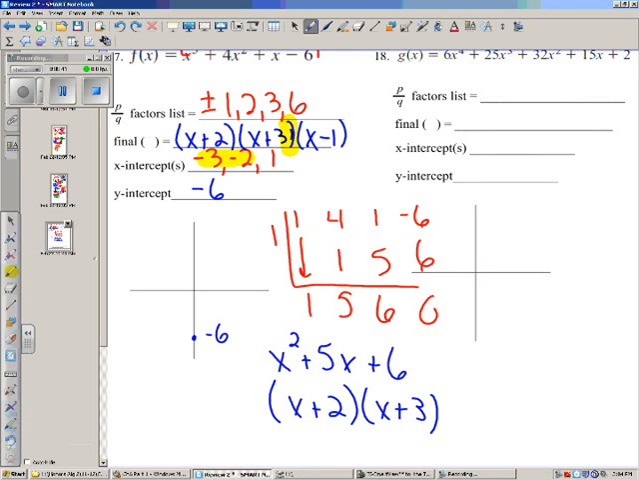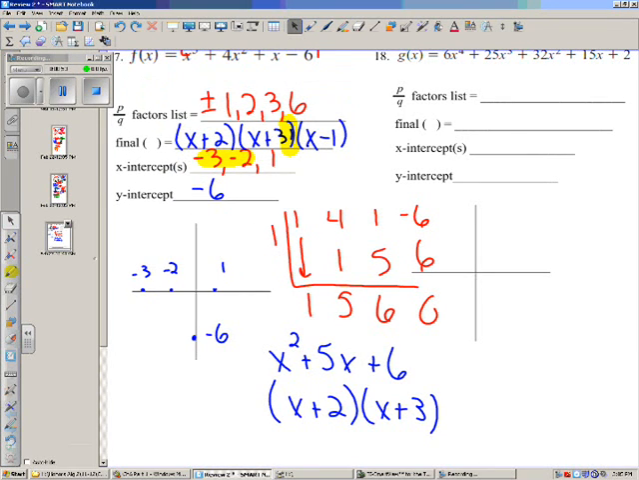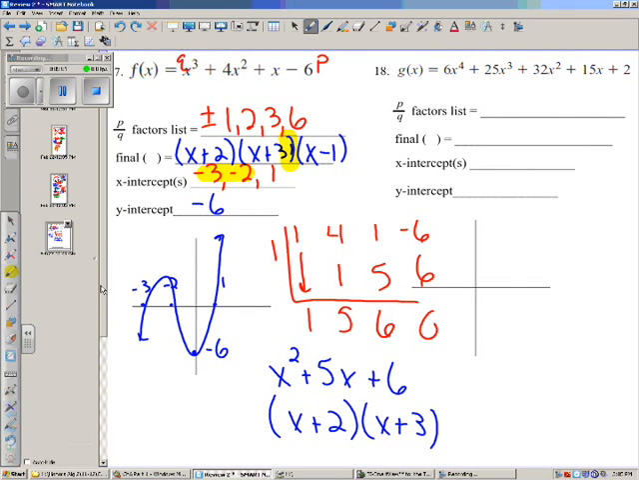Now I'm ready to graph, and it's going to be a bumpy line. Whoops. Hold on. All right, there we go. There's our shape. All right, final graph.